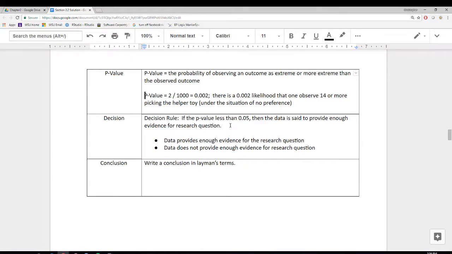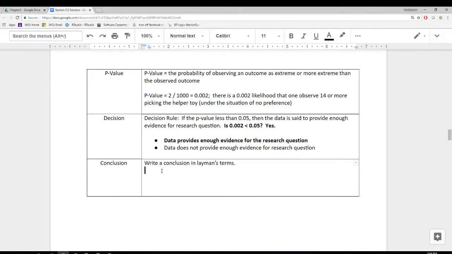Okay, how about the decision rule here? Again, we just need to ask ourselves if this probability is less than 0.05, and it is in this case. So is 0.002 less than 0.05? The answer to that is yes. So let's go ahead and make our decision here. So the data does provide enough support for the research question.